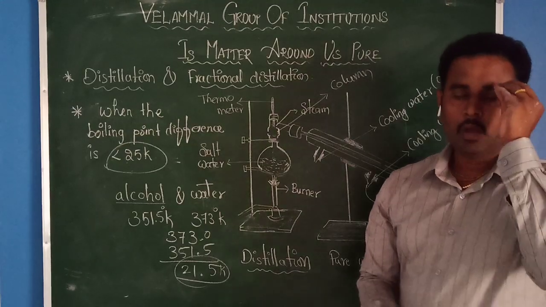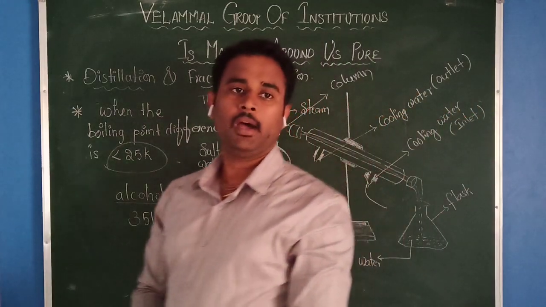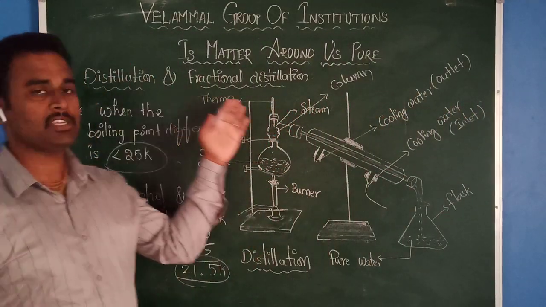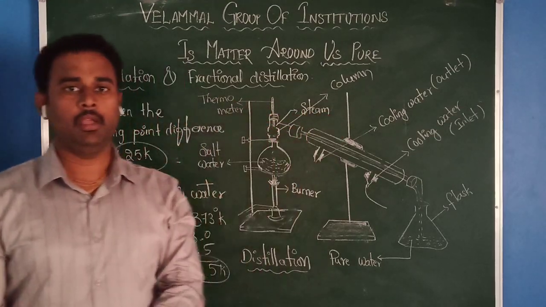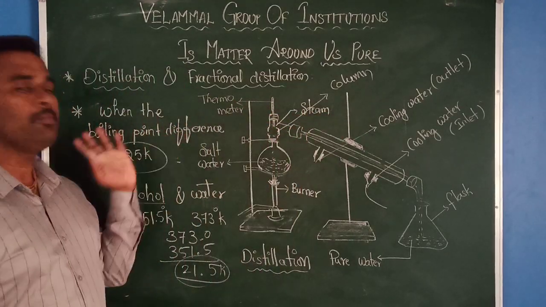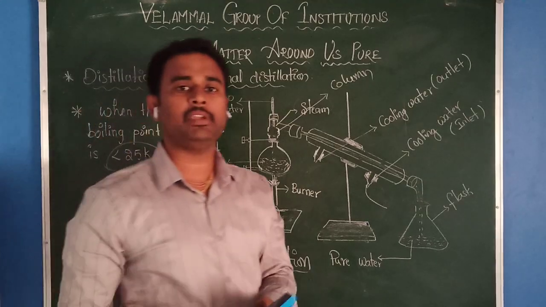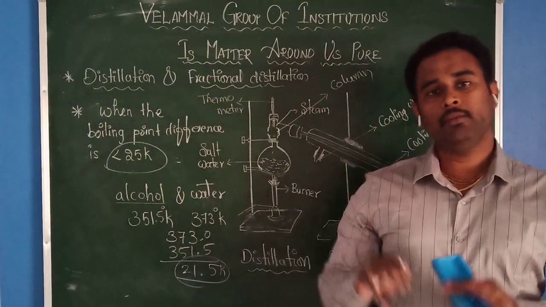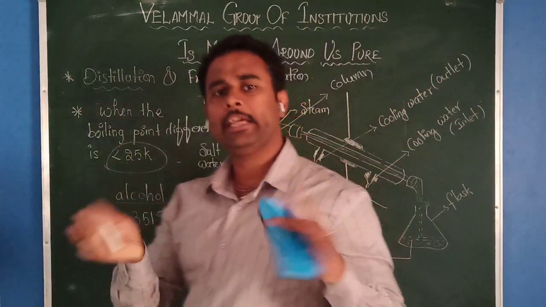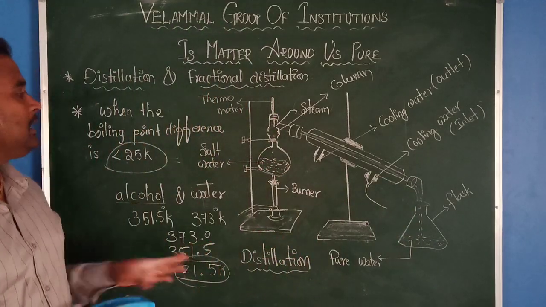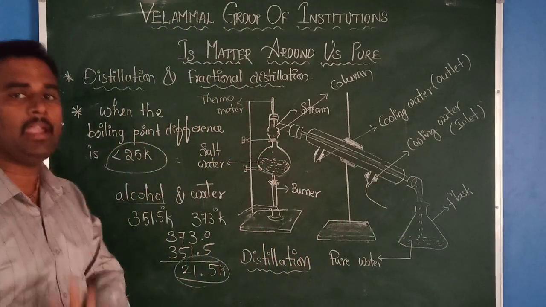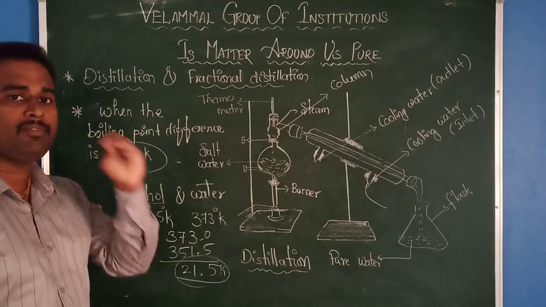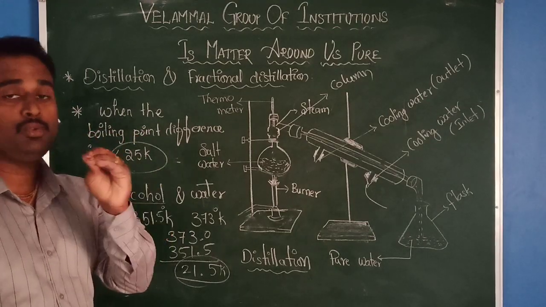Then you need to understand one point. What is that? Distillation process and fractional distillation process are both the same, but the thing is the boiling point difference. If the boiling point difference is greater than 25 Kelvin, then you can use the distillation process for any type of components or mixtures. But if the difference is less than 25 Kelvin, you have to use fractional distillation.